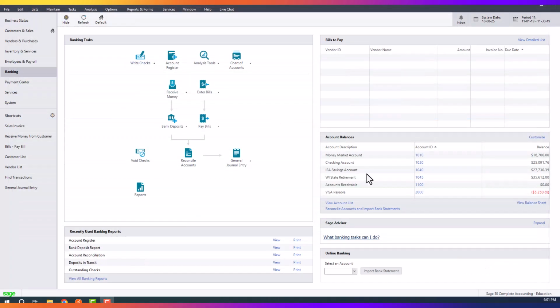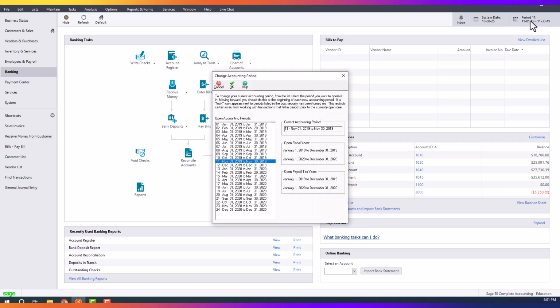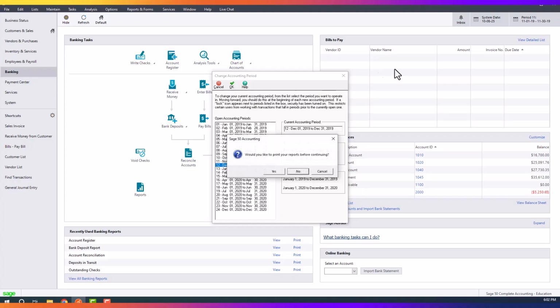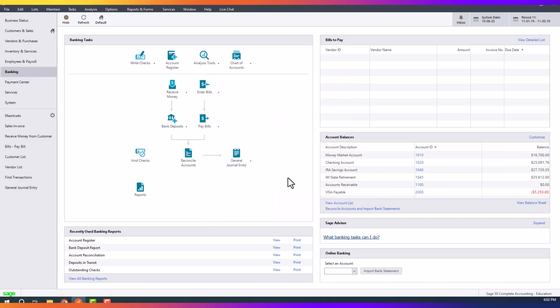So now we're going to transition over to the month of December and enter transactions from that month, and also prepare a bank reconciliation once we've done that. So to start that, we're going to change the accounting period up top in the right. We're going to double click on where it says period 11 and change that to period 12, December. Click OK. And we're going to get a couple prompts. We don't need to print, and we don't need to run an internal review.